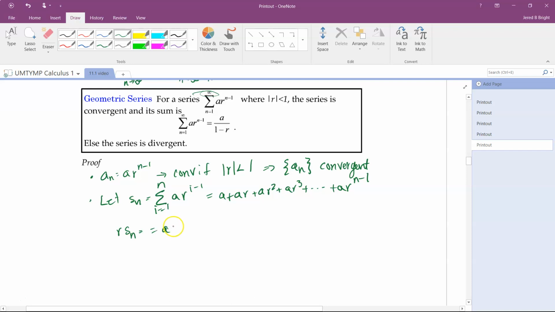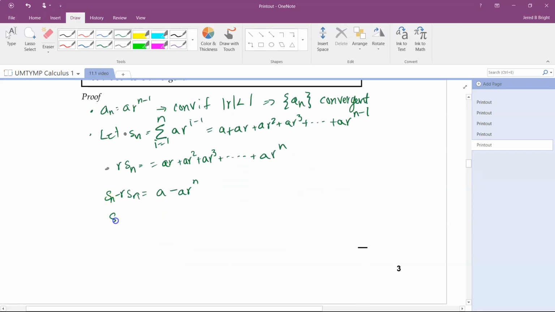So this would be ar plus ar squared plus ar cubed plus so on and so forth up to ar to the n. Now I'm going to look at Sn minus rSn, so effectively take the first one minus the second one. If I do that, I end up with a minus ar to the n. Everything else would cancel.